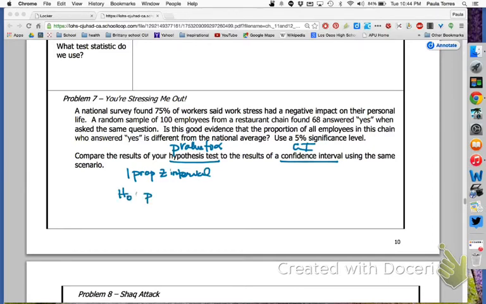So the claim is that it's 75, and then that it's not, that it's different from 75. Of course, remember in here you need the words. I'll trust that you can go put them back from when we did the prompt the first time. And then the conditions will be the same.